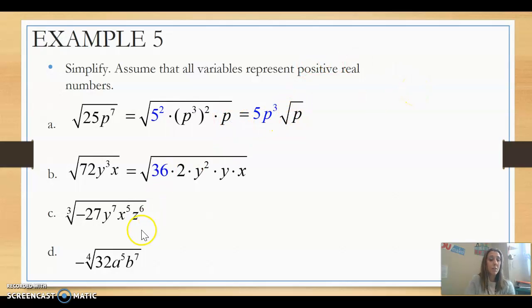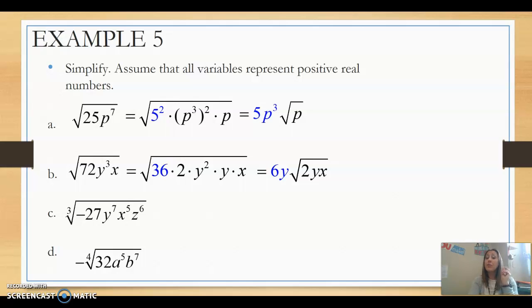We can do the same thing with b, so 36 is the largest square that could go into 72. I can rewrite y cubed as y squared times y. That's a perfect square. And then what's left is x and then y. So then we take the square root of 36, the square root of y squared, which is 6y, and then we're left with 2yx underneath.